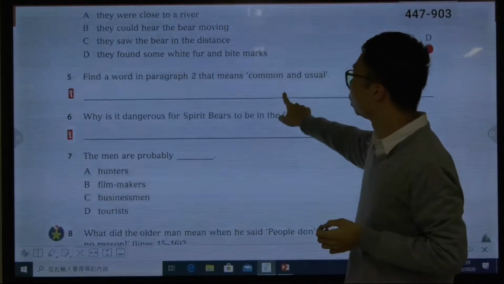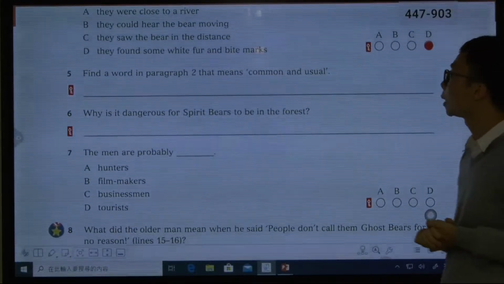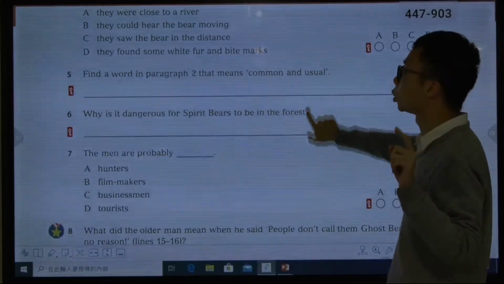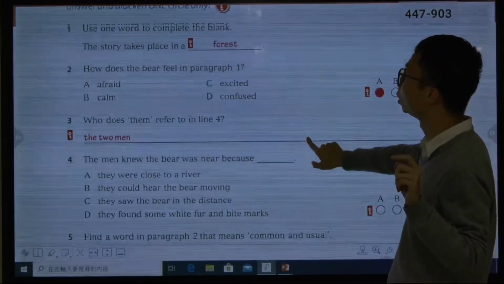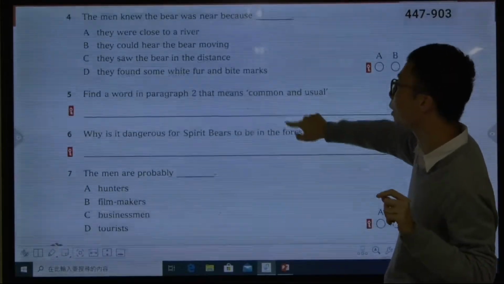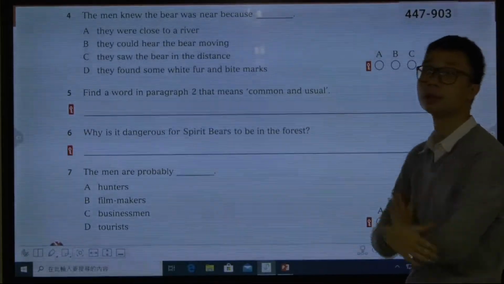Okay. Question number 5. Find a word in paragraph 2 that means common and usual. Here's another thing: just like question number 1, they are looking for the part of speech. It's an adjective. What about this one? Find a word in paragraph 2 that means common and usual. Common and usual, what does it mean?